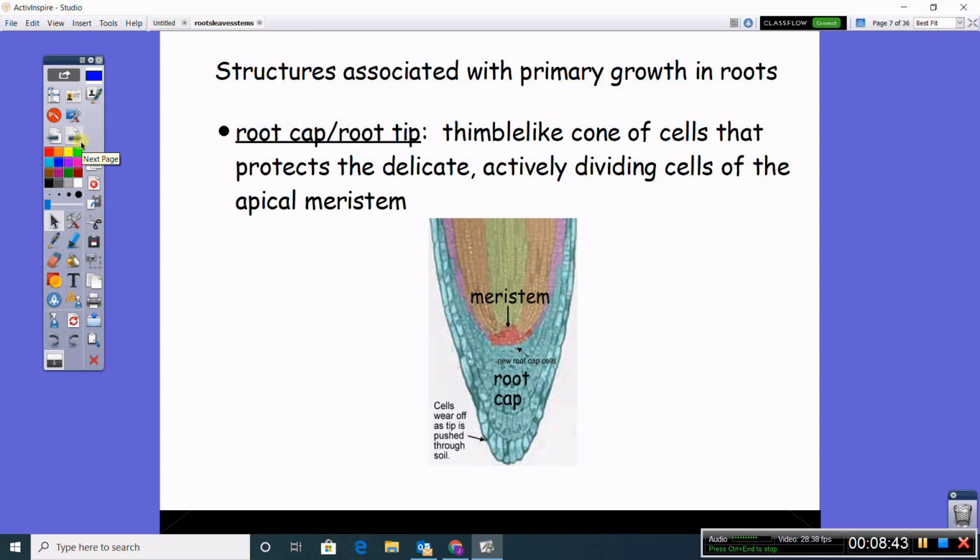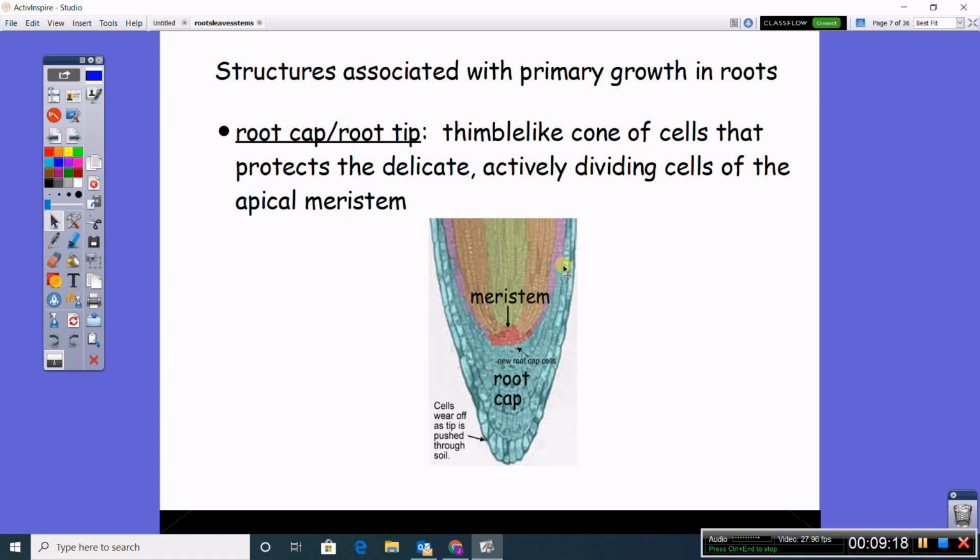All right, so some structures associated with primary growth in roots. First is the root cap or root tip. Think of it like a thimble that somebody might use to sew with. It covers the tip of your finger when you're using a needle. It's a thimble-like cone of cells, so right here, that protects the delicate, actively dividing cells of the apical meristem.